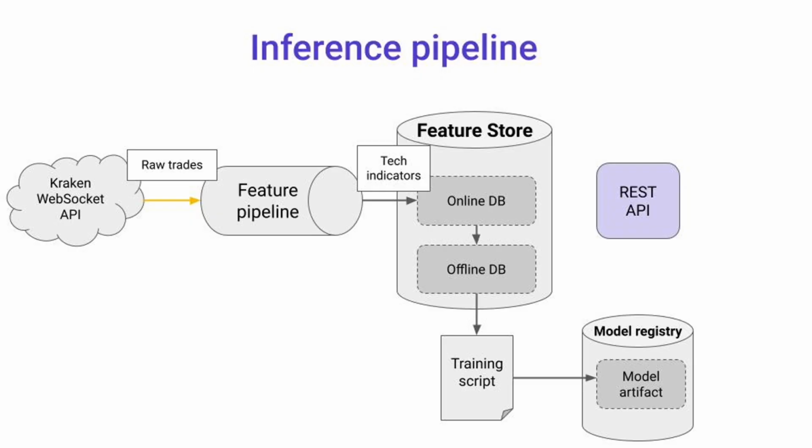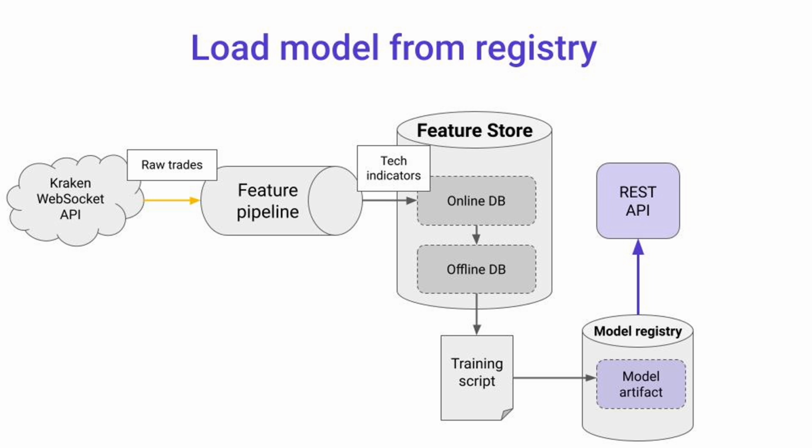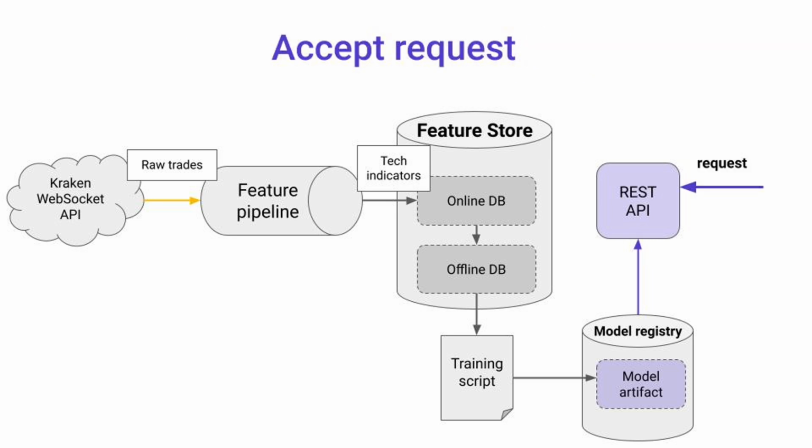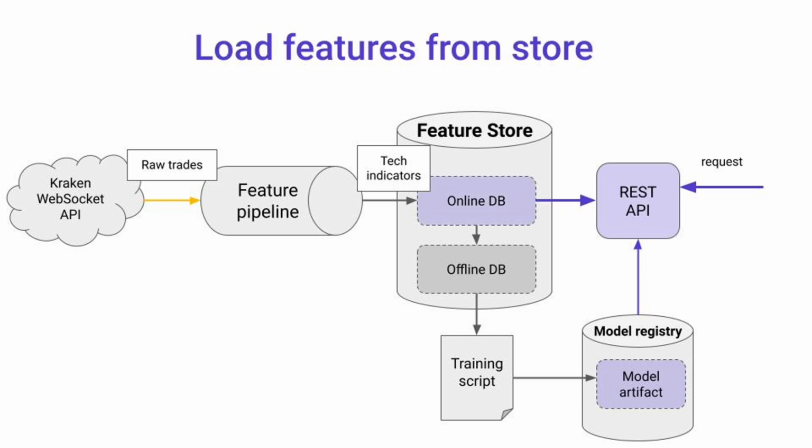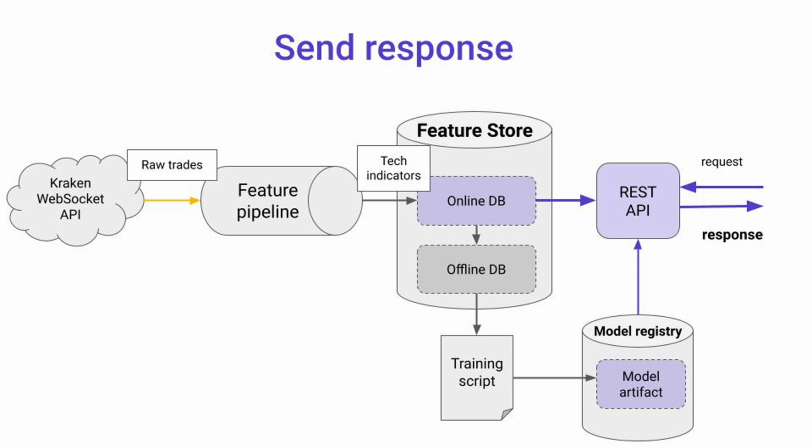And the third step is to build the inference pipeline. In this case, we're building a REST API. So when we start the API, it needs to fetch one thing, which is the model artifact from the model registry. And then when a request pings the API and says, tell me what's going to be the price of Ethereum in the next minute, the REST API needs to connect in real time with the feature store, fetch the most recent batch of technical indicators, send them to the model, and output the prediction. So this is how the whole system works.